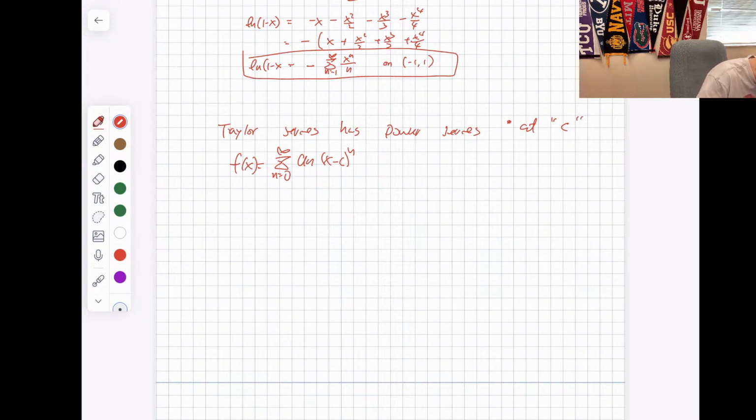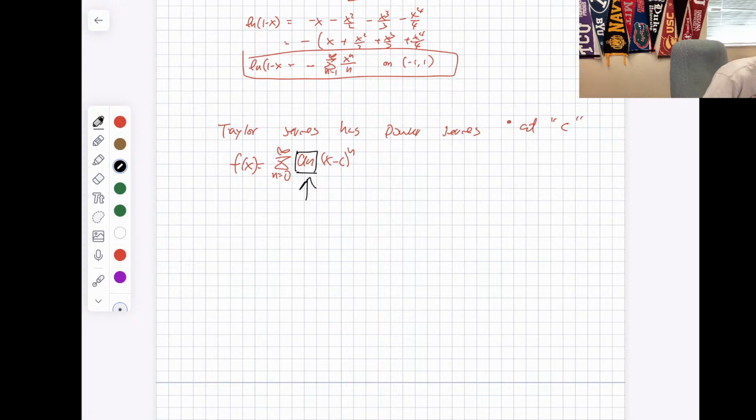Now here's what I'm interested in. How do I know a of n? What is a of n? And how do I find a of n? Is there any tricky way? I think his name is, I don't know his name, but Taylor or Maclaurin.